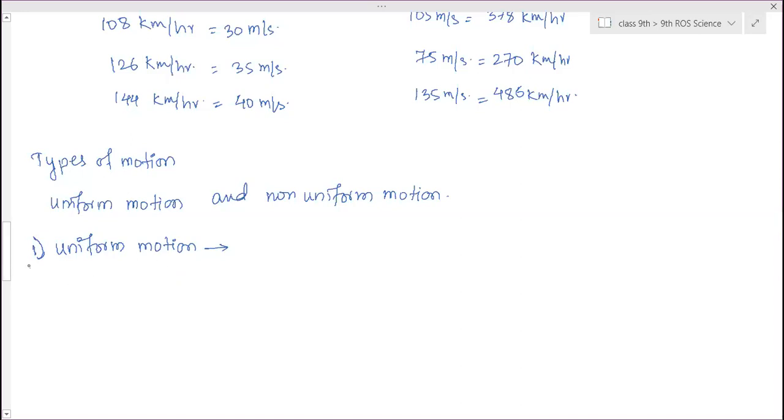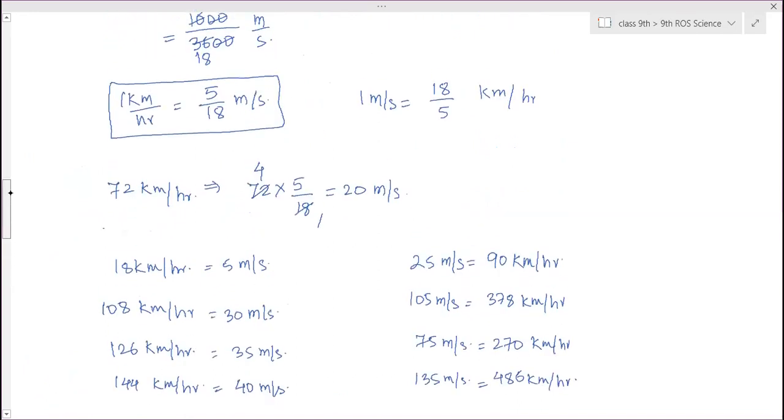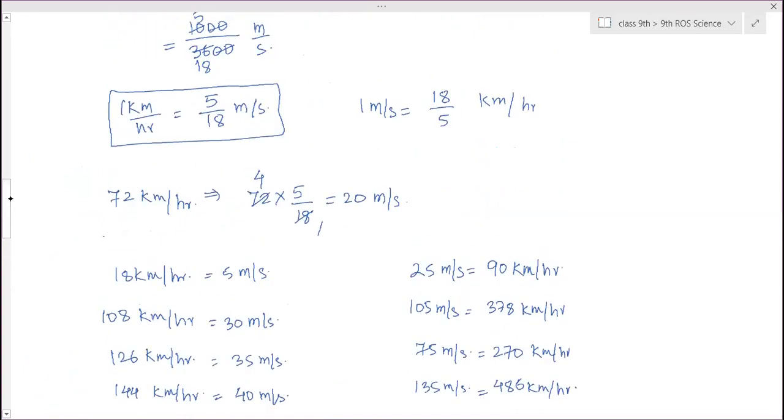Excuse me, ma'am, is uniform and non-uniform nothing but periodic and non-periodic? No. Linear motion only we have to consider. The linear motion itself is uniform or non-uniform.